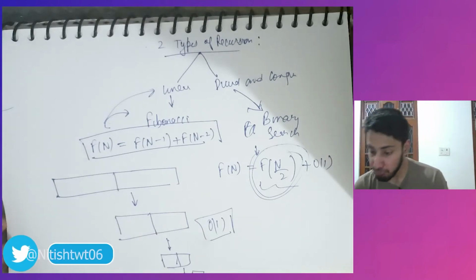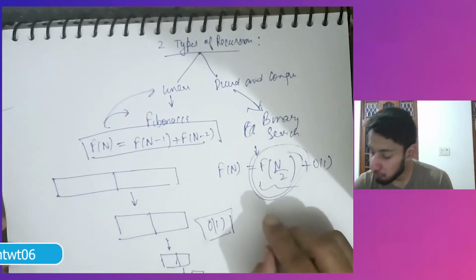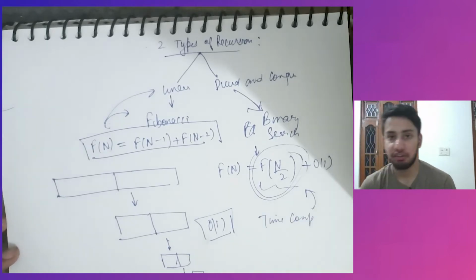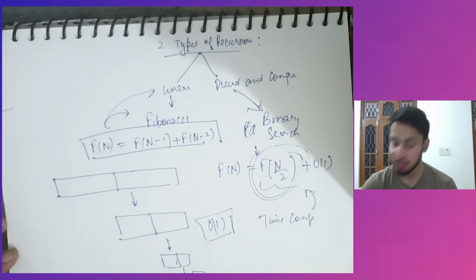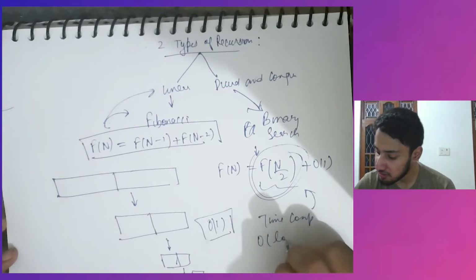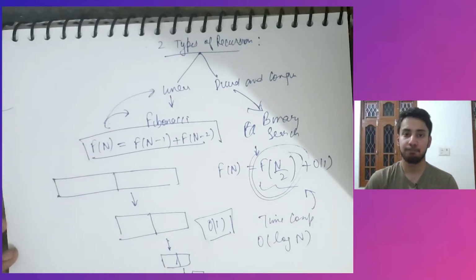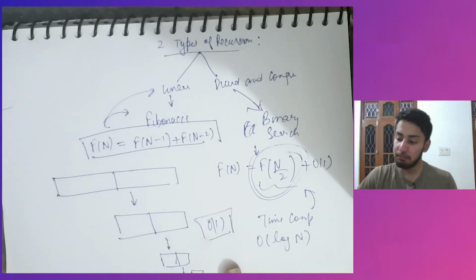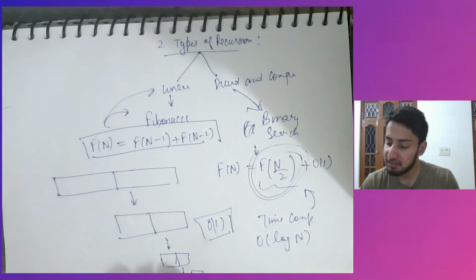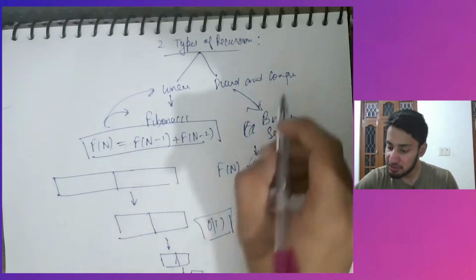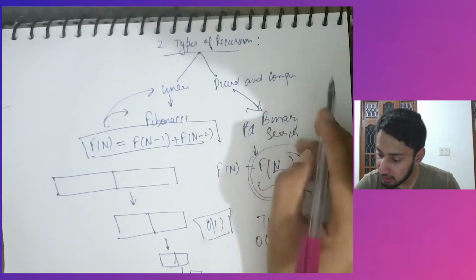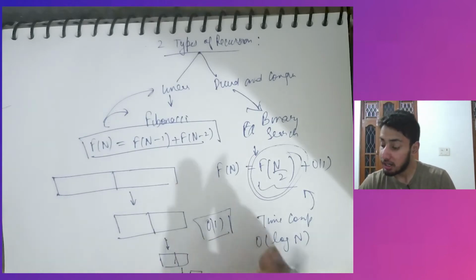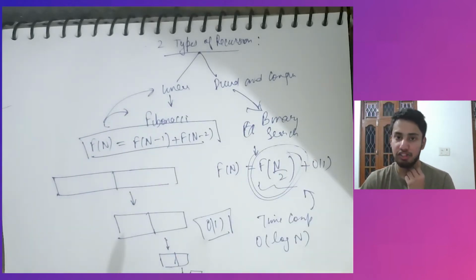That's it. But now, what is the time complexity of binary search? You tell me. The time complexity of binary search is big O of log n. Correct? But how do we calculate the time complexity of binary search? This is the question for us.